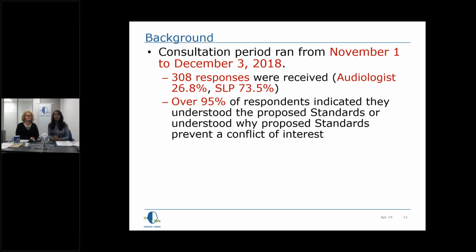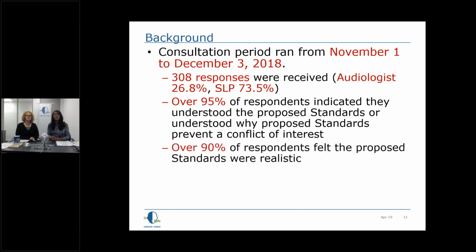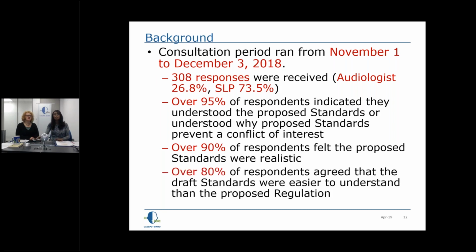Over 95% of respondents indicated that they either understood the proposed standards or that they understood why the proposed standards prevented a conflict of interest. Over 90% of respondents also felt that the proposed standards were realistic. And finally, over 80% of respondents agreed that the draft standards were easier to understand than the proposed regulations. And as we discussed earlier, this was one of the intentions of the ICRC when they embarked upon this project.